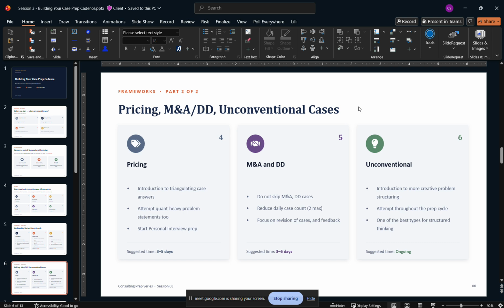Here you start building your own muscle of a yes or a no, a binary framework, a three-way framework, a quadratic framework, etc. Right? You start building your own frameworks, and this is where your actual structure gets tested. Do not sequence unconventional. Always start doing unconventional in parallel once you start feeling a little bit comfortable with structured process.